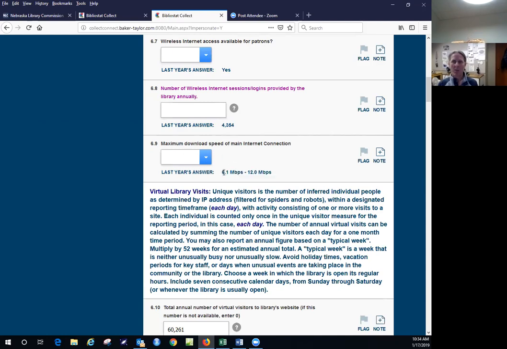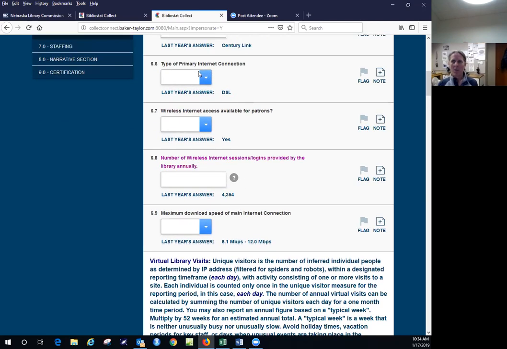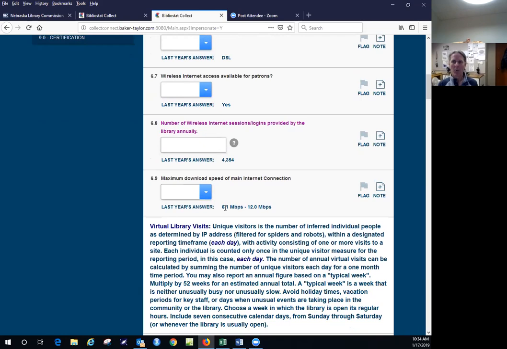This is also good to know. I've had a lot of libraries do a speed test and they said, well, according to our provider, we should be getting 50 megabits per second, but we're only getting 6. So that's a good time to maybe review that information and say, are we getting the speed that we're paying for through our ISP?